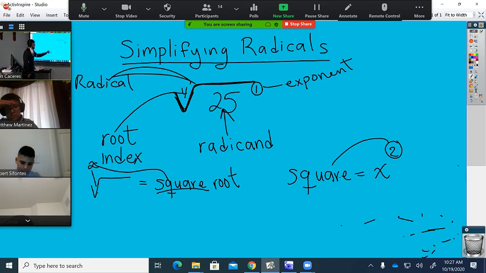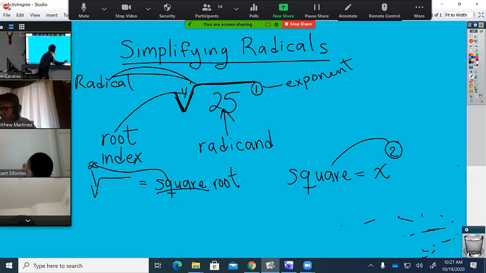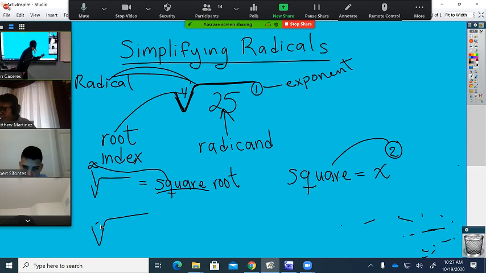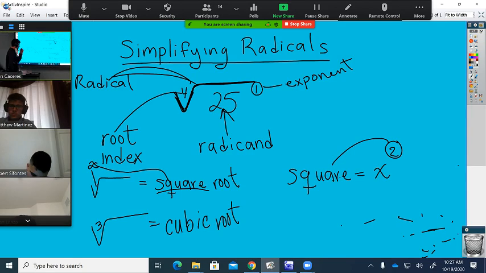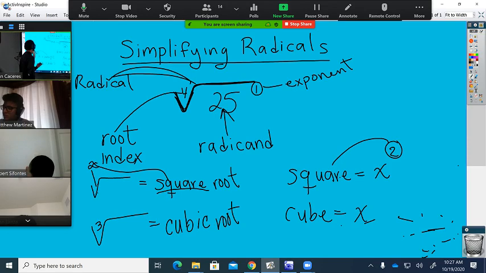Now let's do the same thing, but with a 3. If there's a 3 inside of the radical, we call that a cubic root. And a cube is a 3 exponent.